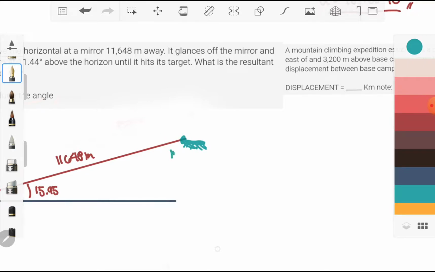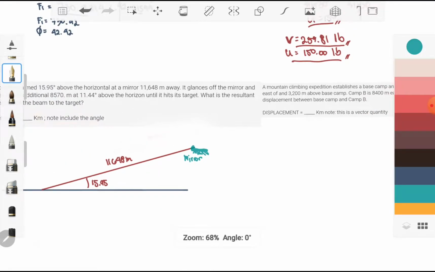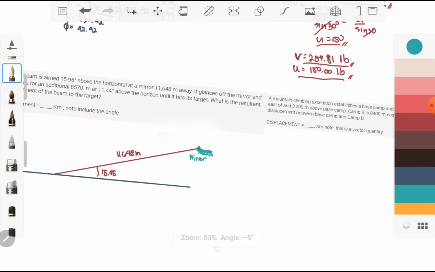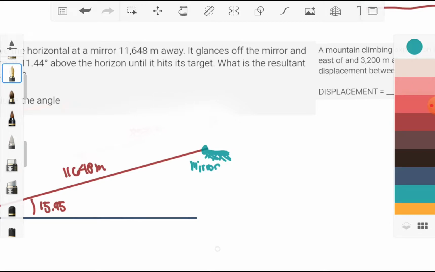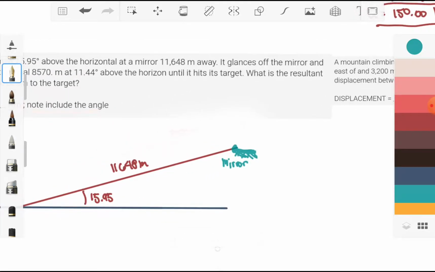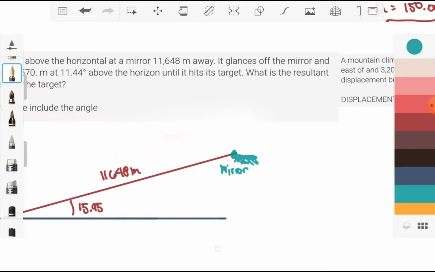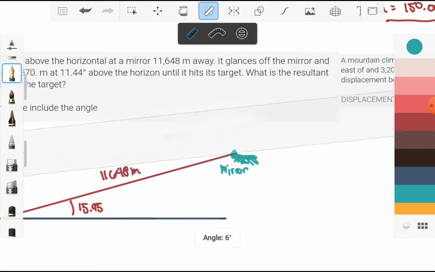So this mirror will cause an angle of 11.44 degrees at a displacement of 8,570. Okay, 11.44 at a displacement of 8,570.